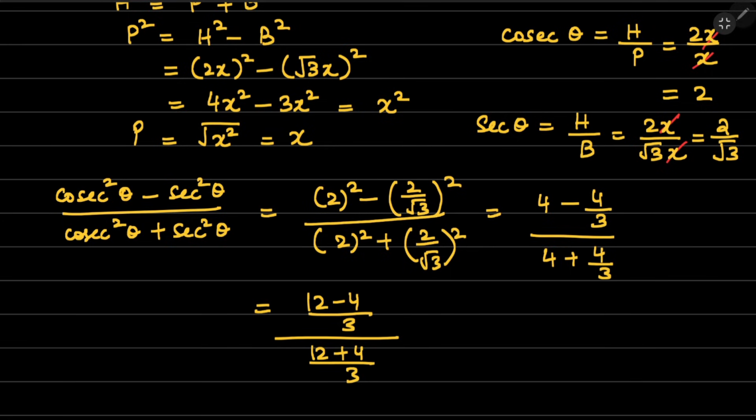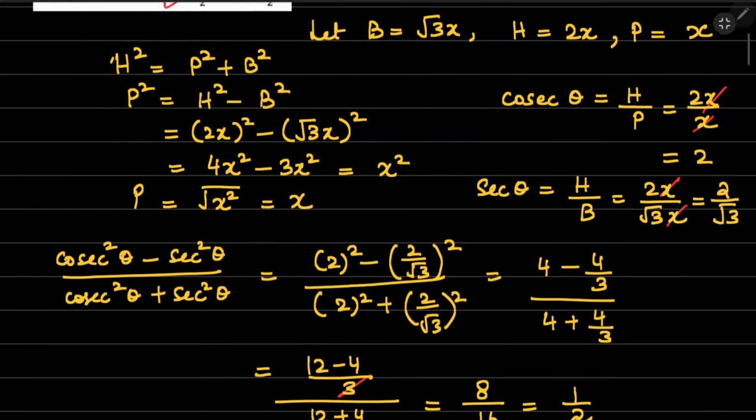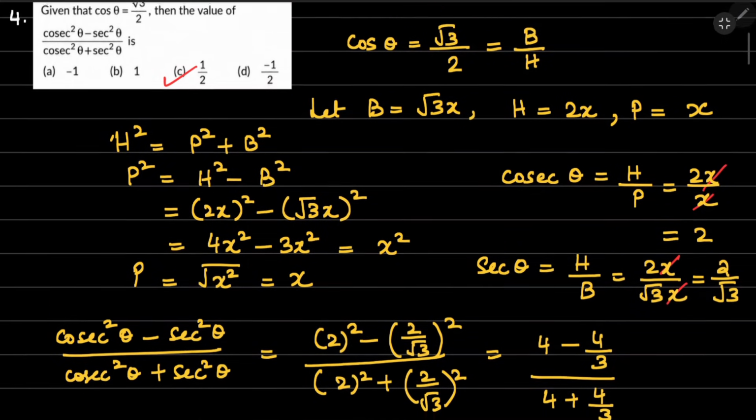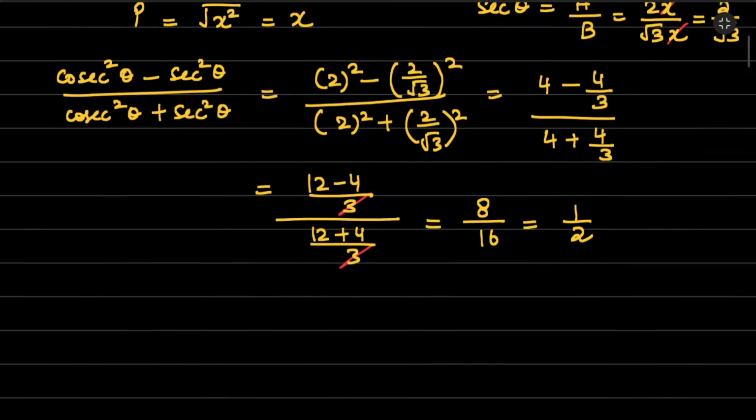Okay? So this is equal to, again, the denominator of both the upper and lower fraction will get cancelled. So this is nothing but 12 minus 4, which is 8, divided by 12 plus 4, 16. So this is nothing but 1 by 2. Let's see the option. Option number C is the correct answer. 1 by 2 is the right answer. Clear? Let's move on to the next question.